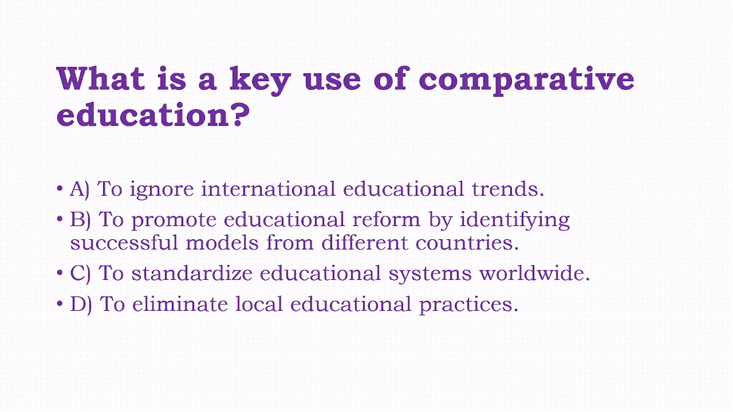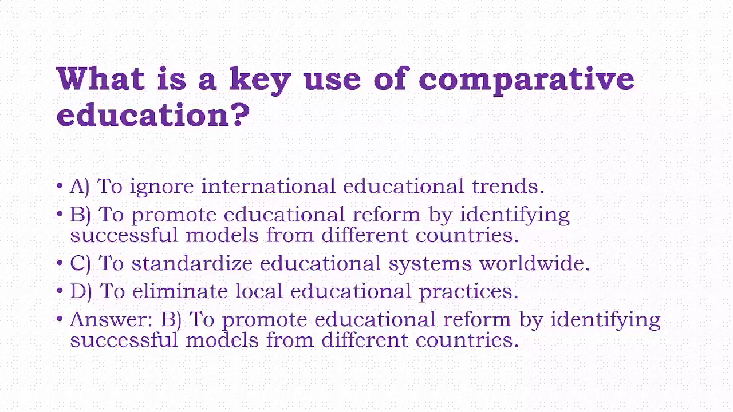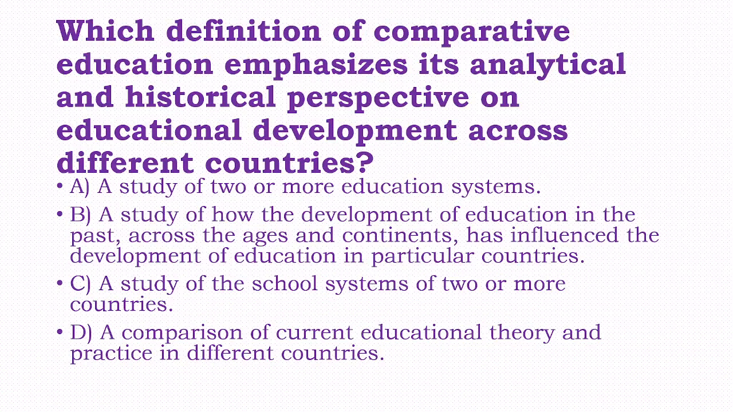What is key use of comparative education? Option A, to ignore international educational trends; B, to promote educational reform by identifying successful models from different countries; C, to standardize educational system worldwide; D, to eliminate local educational practices. Answer of this question is option B, that is to promote educational reform by identifying successful models from different countries.